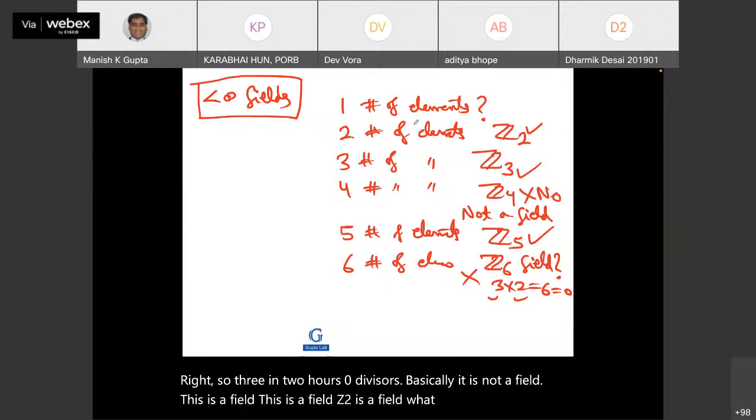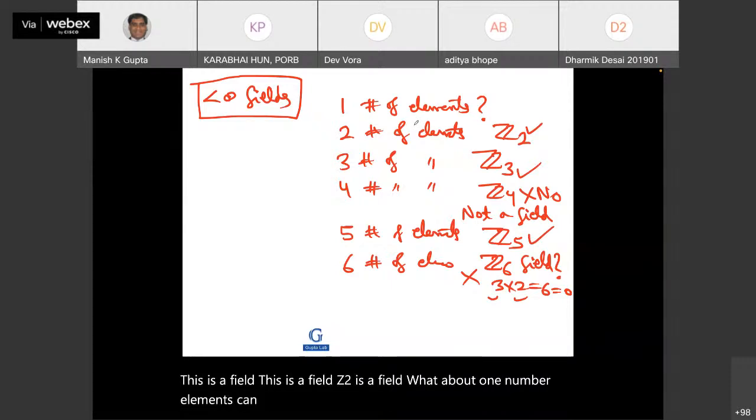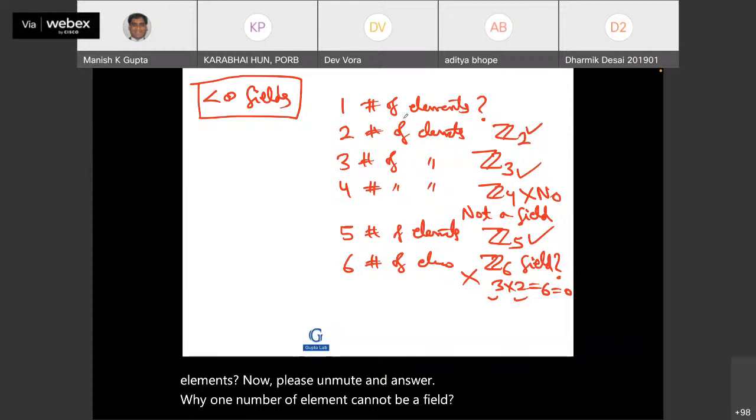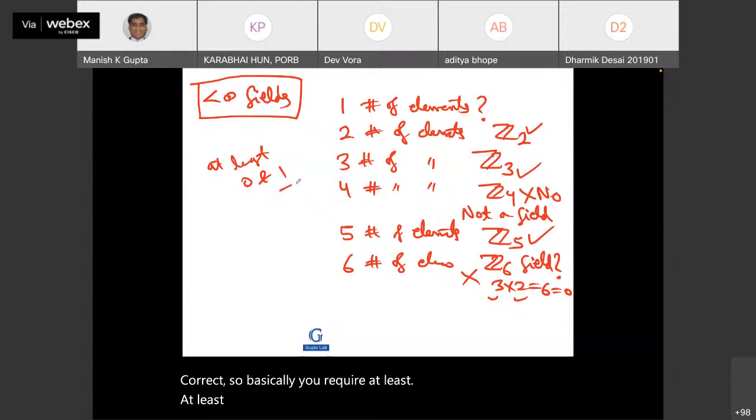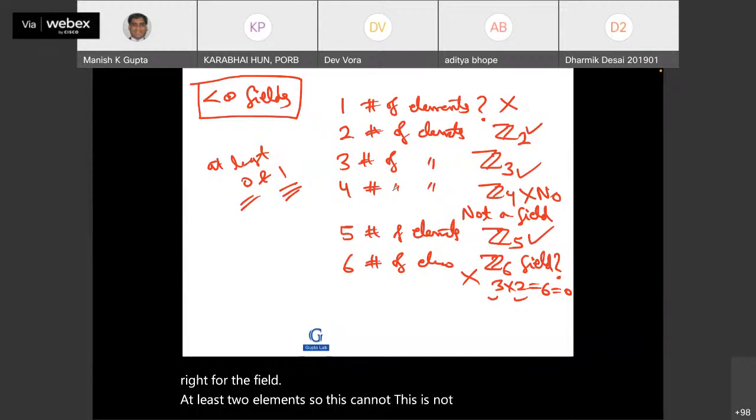What about one number of elements? Can we say that there is a field with one number of elements? Now, please unmute and answer. No, sir. Why can one number of element not be a field? Because only 0 will be there and 0 does not have any multiplicative inverse. Correct. So basically, you require at least 0 and 1, because multiplicative identity is also required, right? In the field. At least two elements.